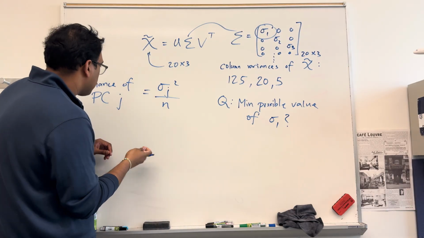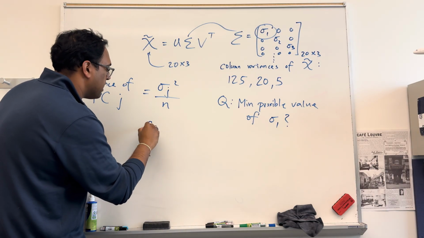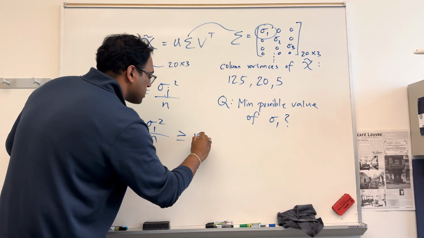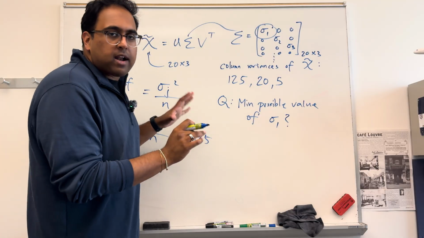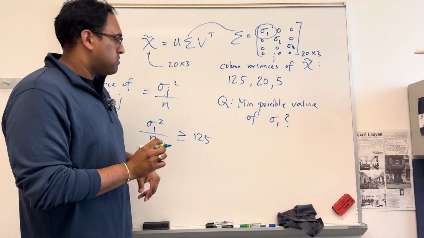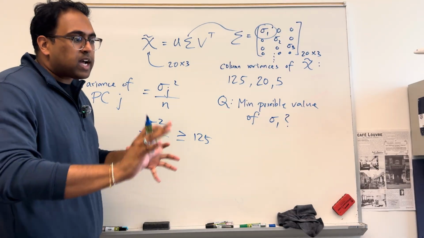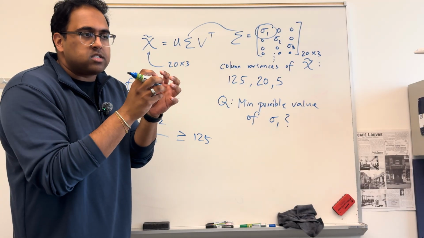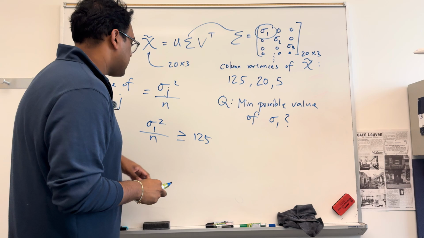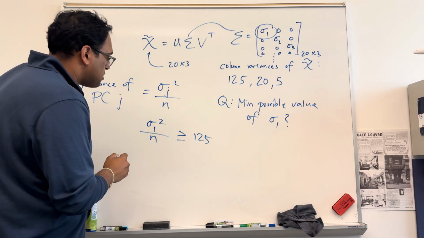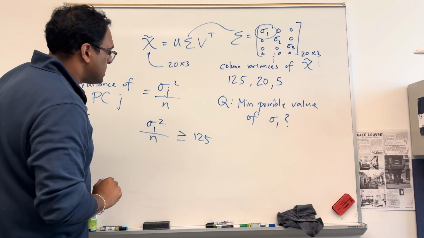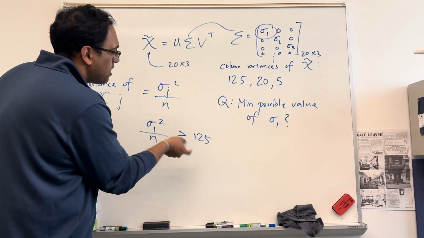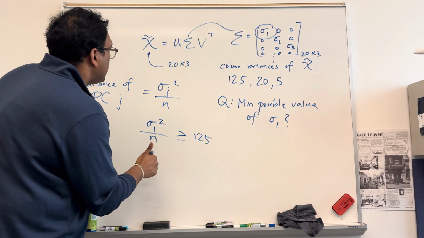So the idea here is that the variance of principal component 1, which is sigma 1 squared over n, has to be greater than or equal to 125. We've got to be able to do better than just picking the column with the most variance. The best direction in the data probably doesn't just use one column, but some amount of all of the columns in my data set. So this expression must be true, and now this really just resolves to solving this inequality for the threshold value of sigma 1. What is n here? n is 20.